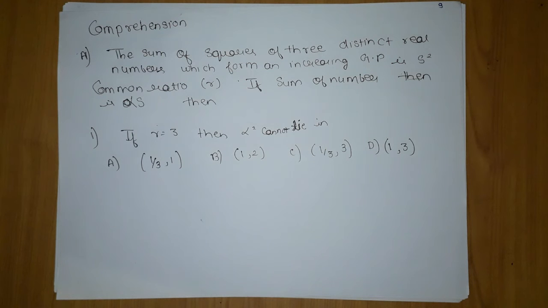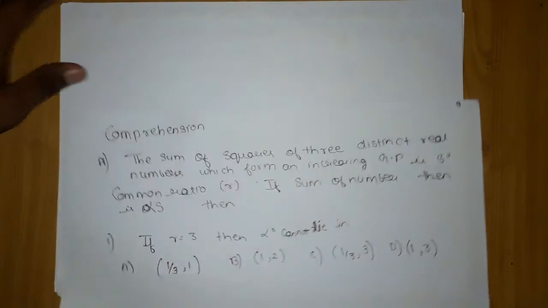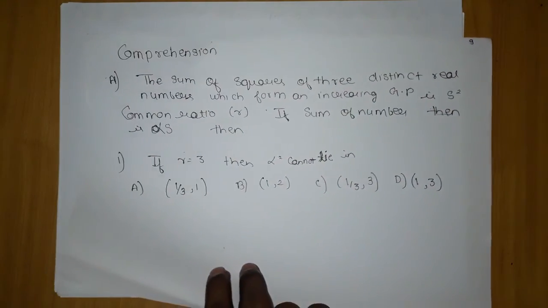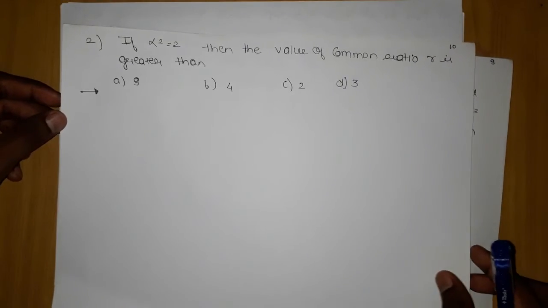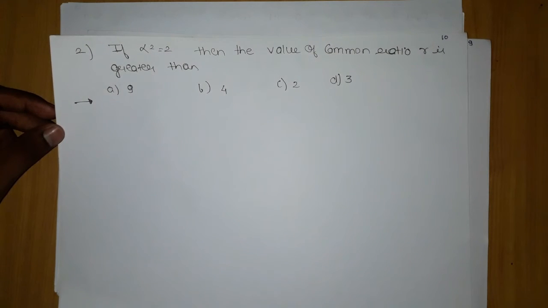Then what they want: if R equals 3, then alpha square cannot lie in what? A is 1 by 3 comma 1, second option is 1 comma 2, third option is 1 by 3 comma 3, and D option is 1 comma 3. Okay, and as it is of comprehension nature, there will be more questions also which will be from here only. And the second question is, if alpha square equals 2, the value of common ratio R is greater than which? A option is 9, B option is 4, C option is 2, D option is 3.